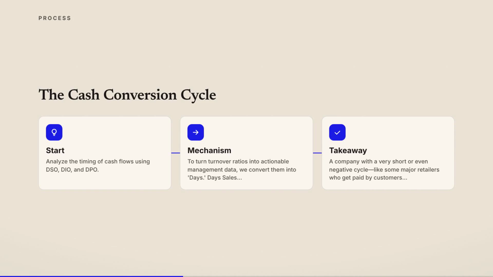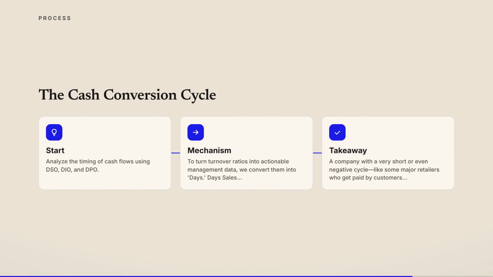But we also have to consider when we pay our own bills, which is Days Payable Outstanding, or DPO. The final metric is the cash conversion cycle, DIO plus DSO minus DPO. This represents the number of days a company's cash is tied up in the production and sales process before it returns as profit. For example, if you take 40 days to sell inventory and 30 days to collect payment, but you pay your suppliers in 35 days, your cycle is 35 days.